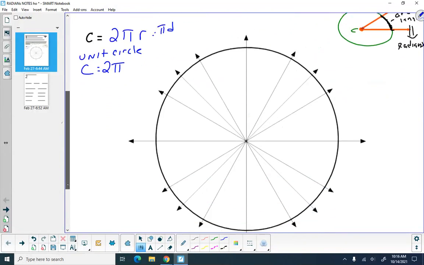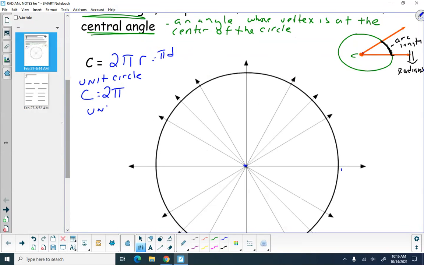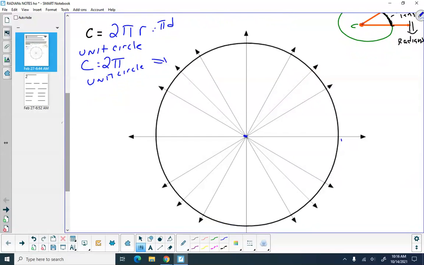So if I say this is a unit circle, okay, I have a radius of 1 unit here. This here is a unit circle. The radius is one unit. The distance around the circle is 2 pi. That is the circumference.